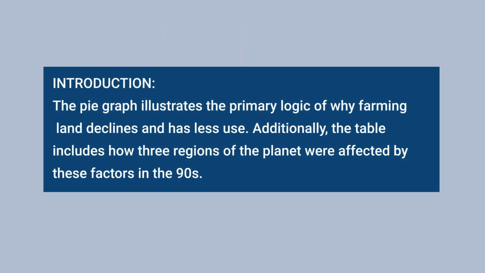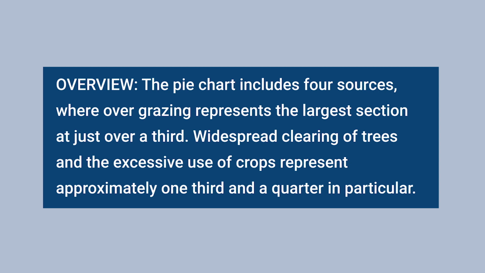And the introduction we have written is: the pie graph illustrates the primary logic of why farming land declines and has less use. Additionally, the table includes how 3 regions of the planet were affected by these factors in the 90s. And then the second paragraph is our overview. The pie chart includes 4 sources where overgrazing represents the largest section at just over a third. Widespread clearing of trees and the excessive use of crops represent approximately 1/3 and 1/4 in particular.